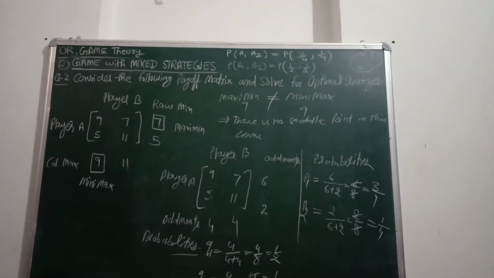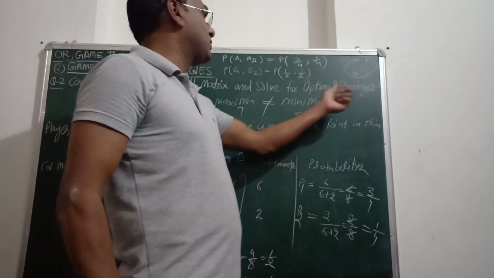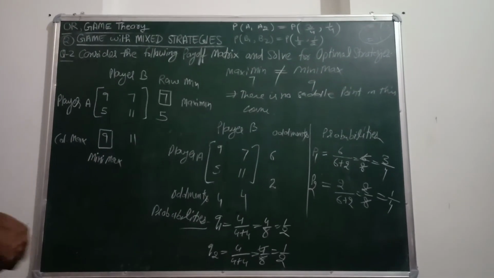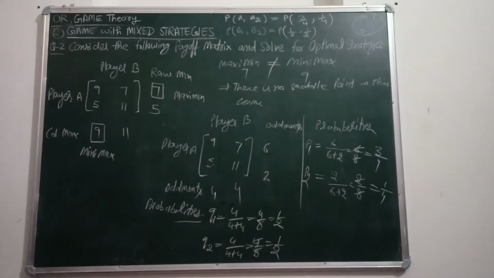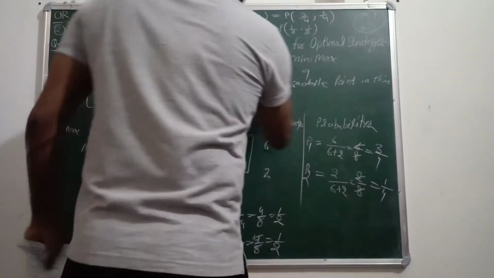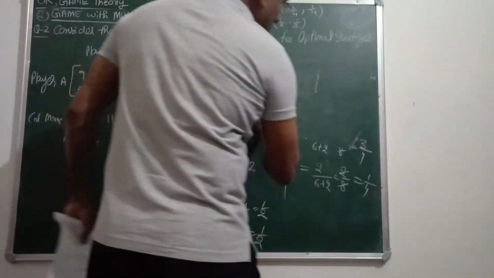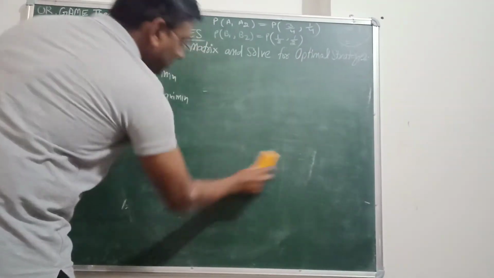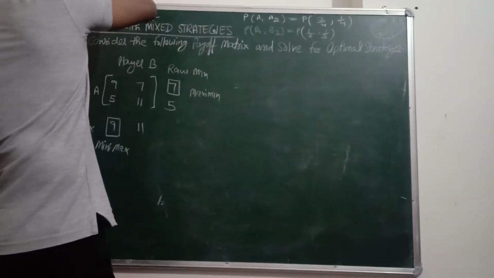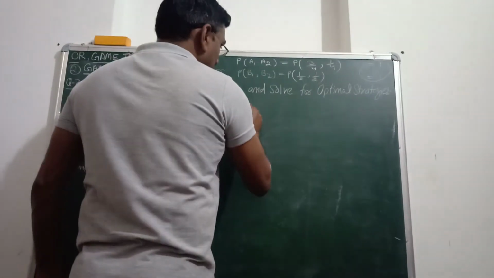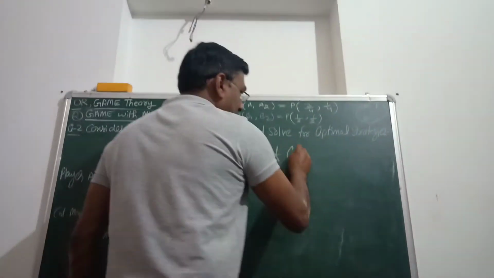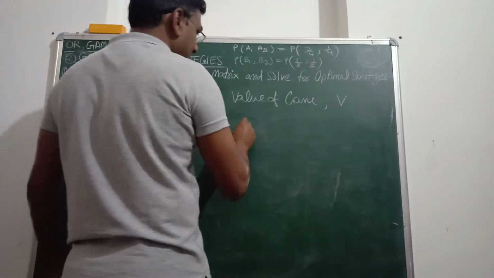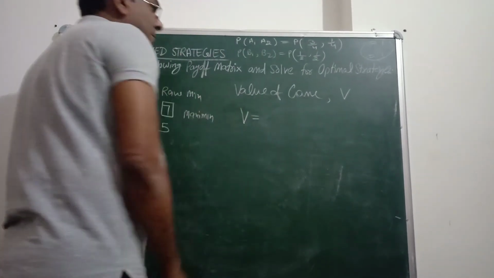Now the last thing we have to find is the value of the game. For finding the value of the game, there is again a simple formula or a single trick which we are using. There are a number of formulas also, but we will be using a single trick. So the value of the game can be found using a simple formula. Suppose we are representing the value of the game by V. So what will we be doing?